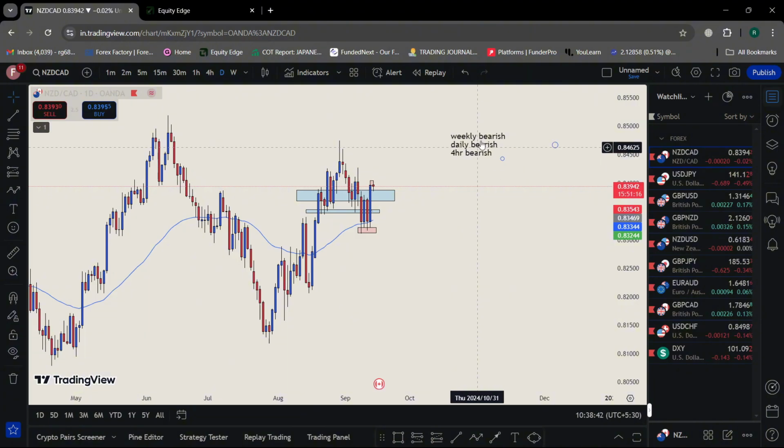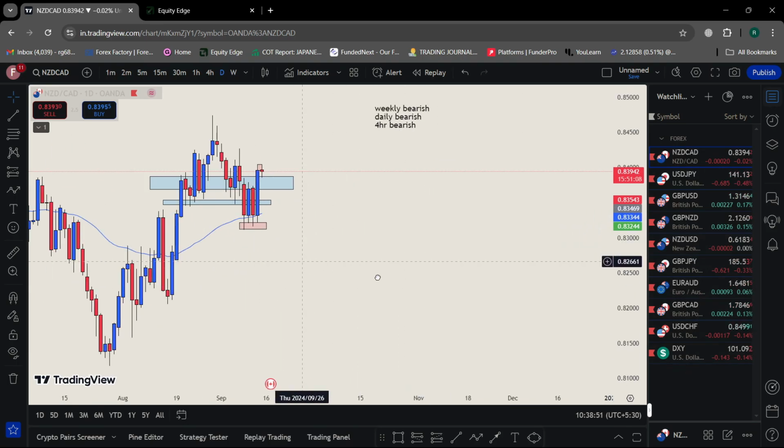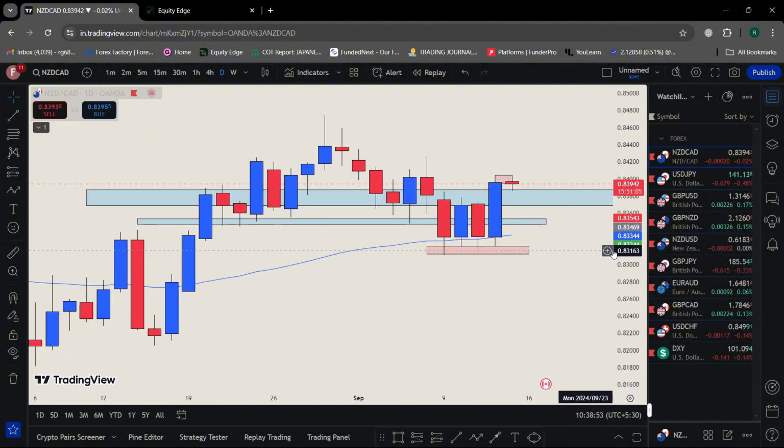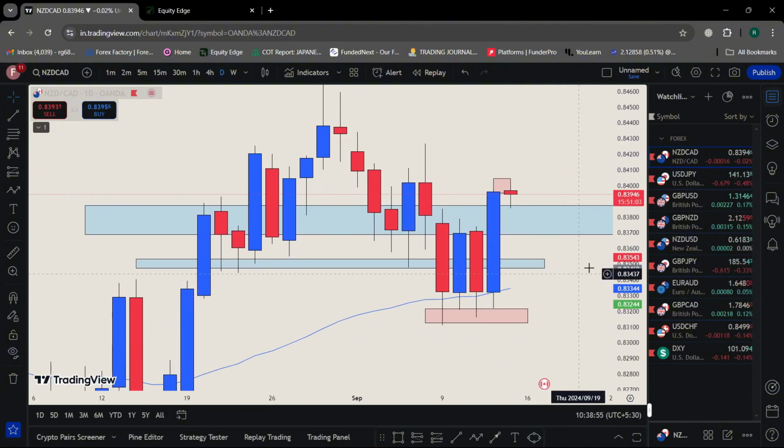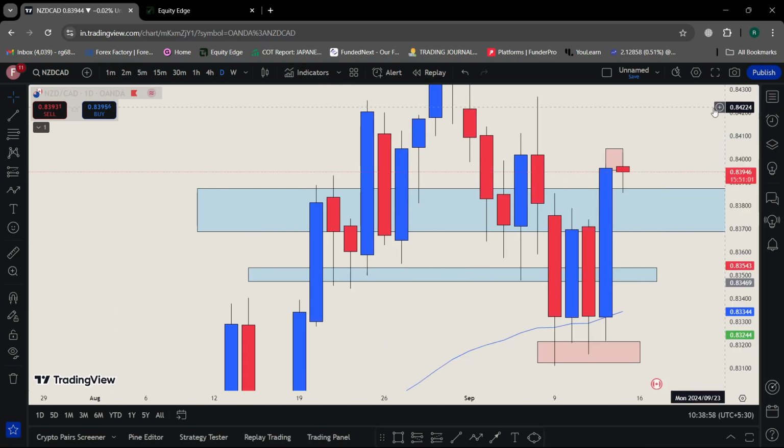Once the three time frames align, I move the pair to top priority. If they don't align, I move it down in priority. I do this top down analysis on Sunday. As you can see, the head and shoulder pattern is also forming beautifully in this trade.